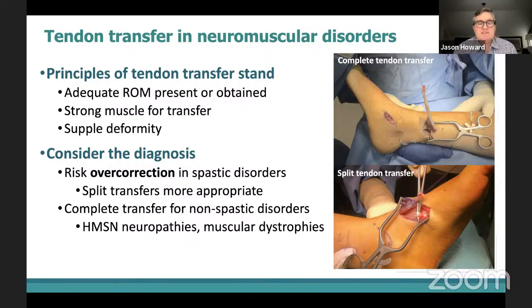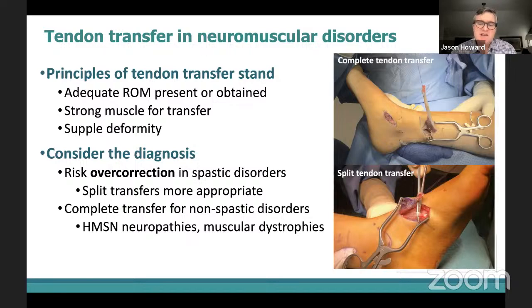It needs to be flexible. If it's a rigid deformity, then also your tendon transfer is not going to work because your joint won't have the excursion you need. You also need to consider the diagnosis. If you do a complete transfer, like there on the top, you can see the top picture on the right is a child who's having a complete transfer of the tibialis posterior through the interosseous membrane to the dorsum of the foot. If you did that in a kid with spastic CP, you're very likely to get an overcorrection into that abduction of the foot and dorsiflexion, which can often be a worse deformity than you started with.